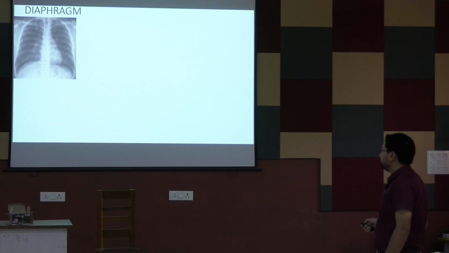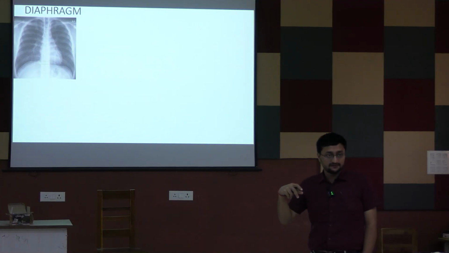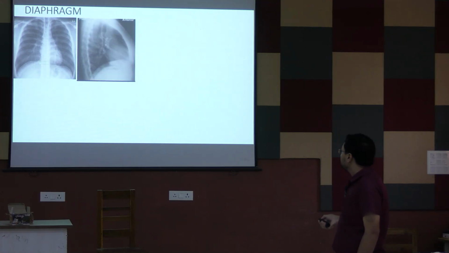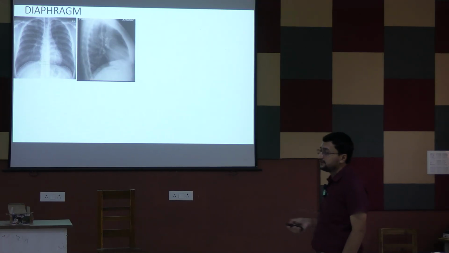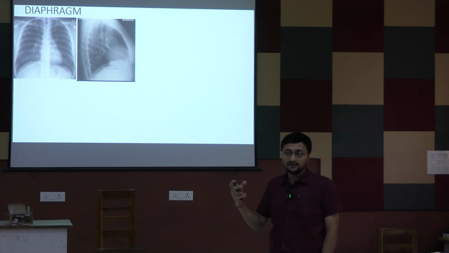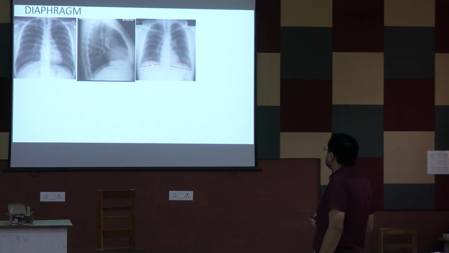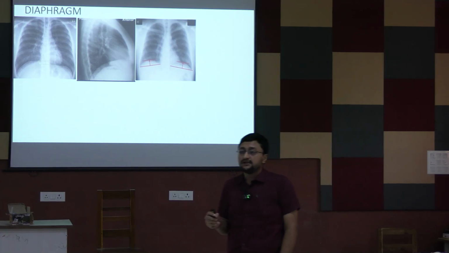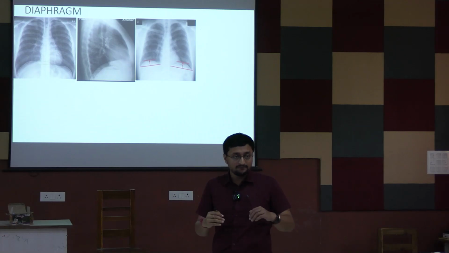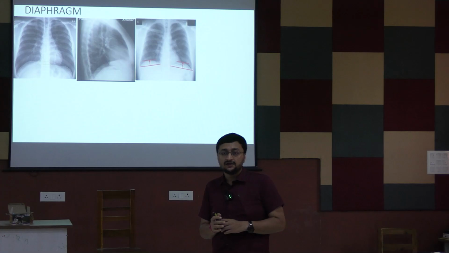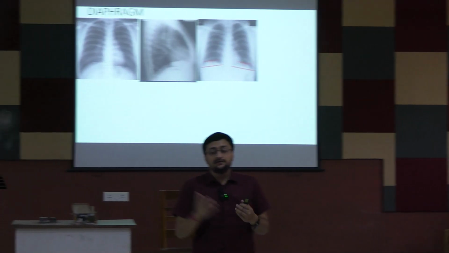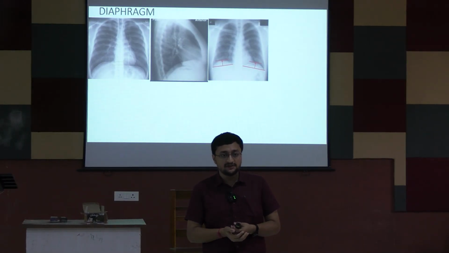Next, diaphragm. So both the diaphragms are C-shaped, right? And normally you can definitely evaluate both the diaphragms in PA view, AP view, and also the lateral view. So you have to calculate the diaphragmatic index, whether the diaphragm is correctly positioned or not. Basically, you have read about emphysema or COPD, right?